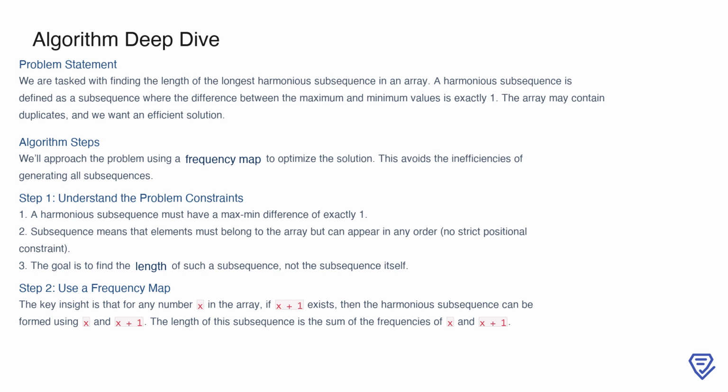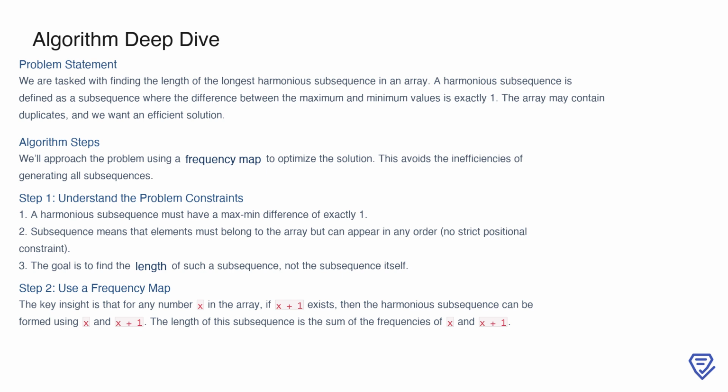To achieve this, we'll use a frequency map. This approach allows us to avoid inefficiencies by directly leveraging the counts of numbers in the array. First, let's establish the key constraints. A harmonious subsequence must have a max-min difference of exactly 1, and since we're working with subsequences, the order of elements in the array doesn't matter. Our goal is to determine the length of such a subsequence, not to explicitly construct it.